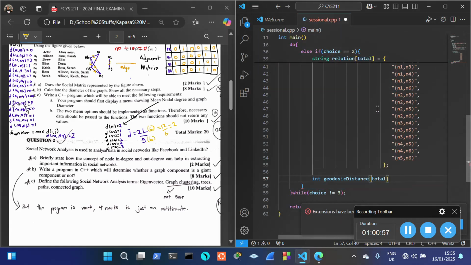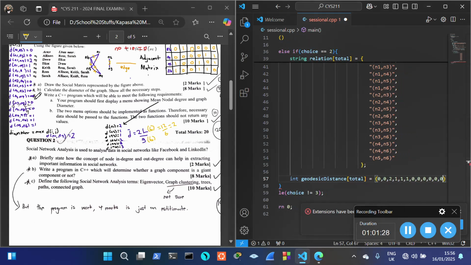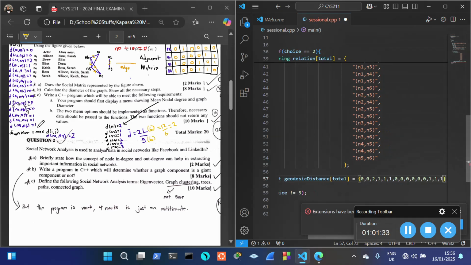Now those particular values need to be inserted here. We have a value such as 0, comma, again a 0, comma, a 2, comma, a 1, so we have 3 ones. Let me just be quick. 1 1 1. We have how many zeros? 1 2 3 4 5 6, 6 zeros. Then here we have how many ones? 1 2 3. Okay, so we have that.